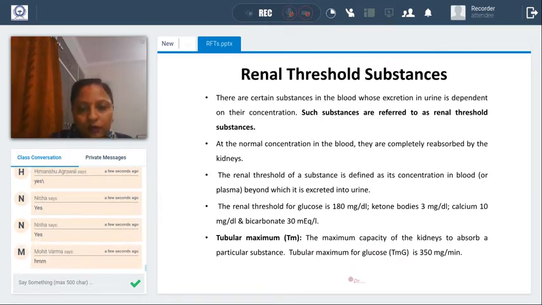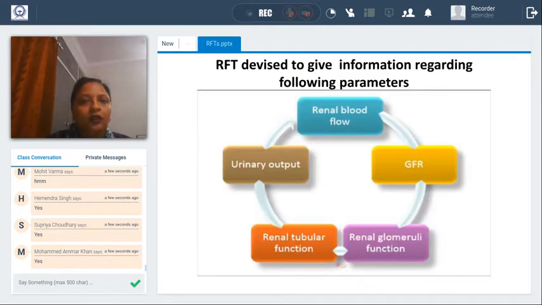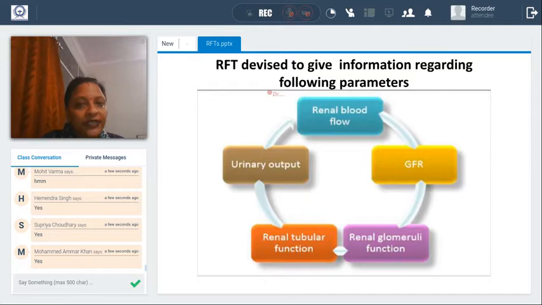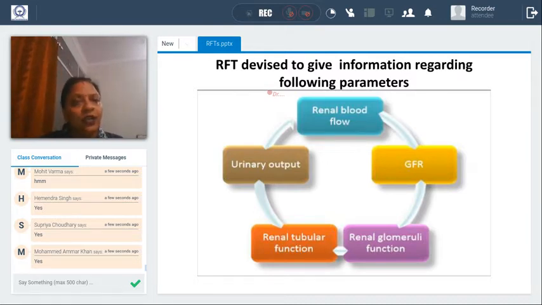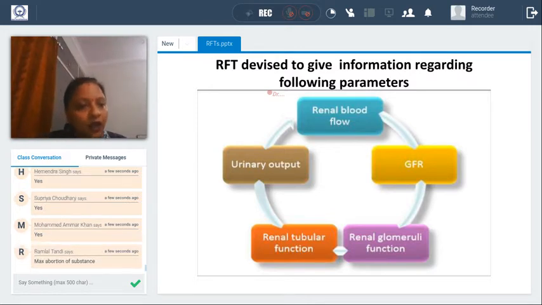Okay. Now, we will go further. This is an important slide. RFT, meaning renal function test or kidney function test, is devised to give information regarding the following parameters. These are the parameters for assessing the renal function test.